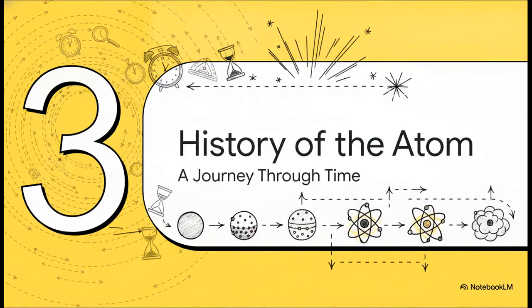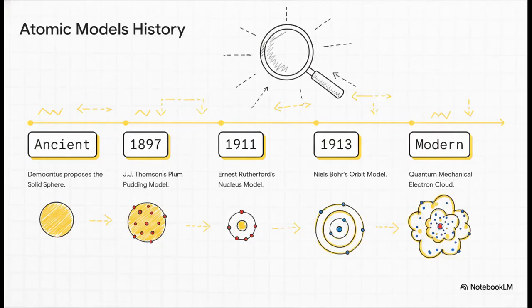All right, on to Section 3, History of the Atom. Let's take a little journey through time, shall we? You see, scientific models are rarely perfect on the first try. They require incredible perseverance and generations of rigorous testing. Back in ancient times, a philosopher named Democritus first proposed that matter was made of tiny, indivisible pieces. His conceptual model was just a simple, solid sphere. Fast forward to 1897, J.J. Thomson discovered negative charges and gave us the plum pudding model.